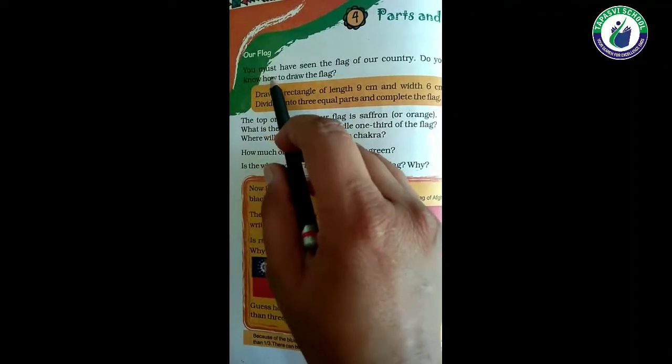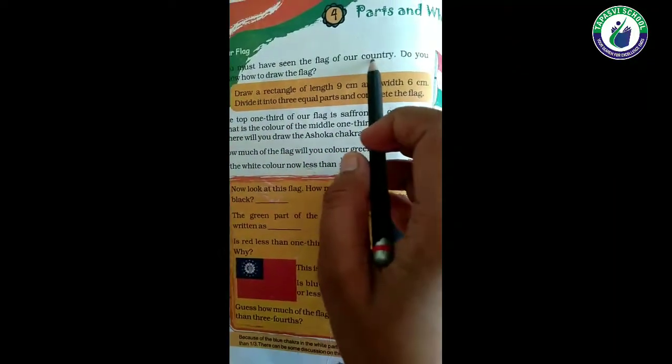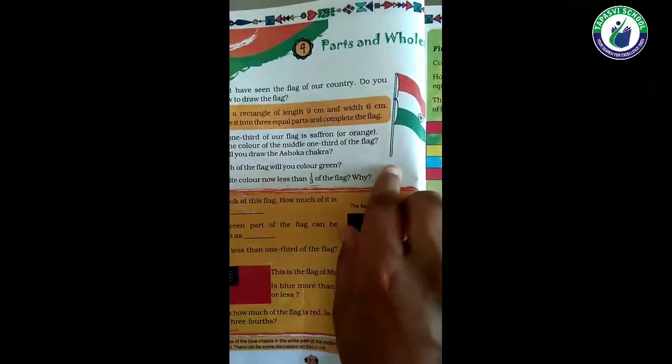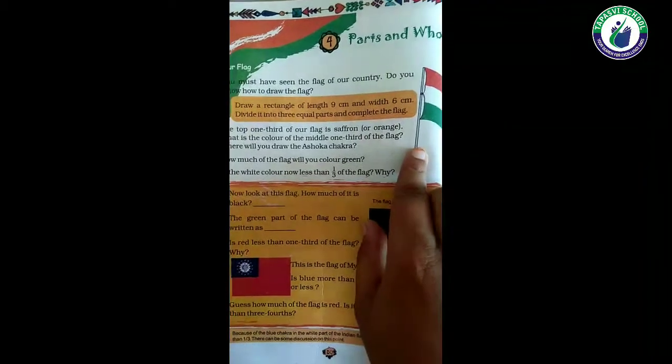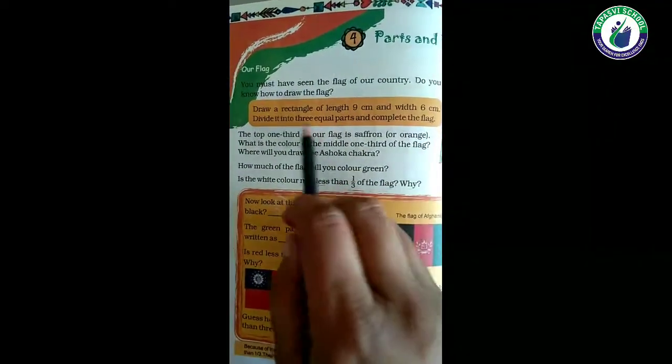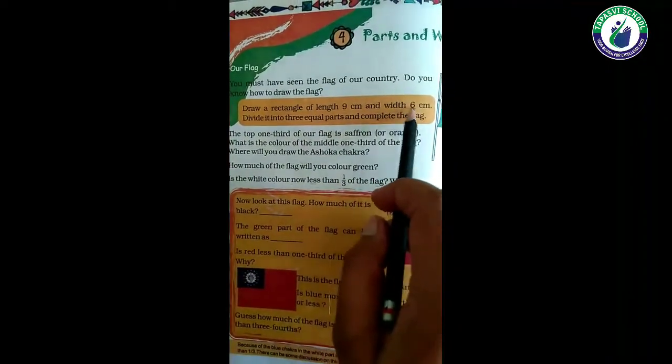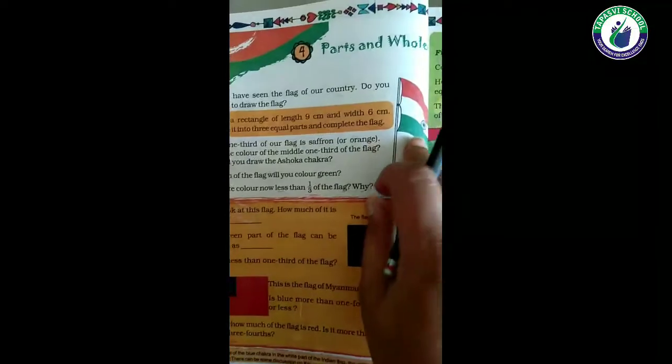Our flag, you must have seen the flag of our country. Do you know how to draw the flag? See, this is the flag of our country, students. We all know how to draw this flag. It is written in the box also: draw a rectangle of length 9 centimeter and width 6 centimeter. So you can make a rectangle.